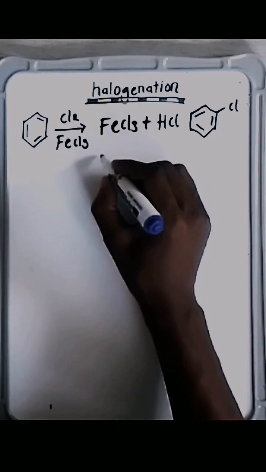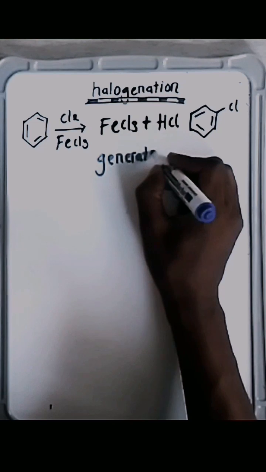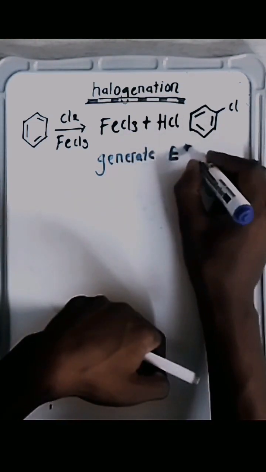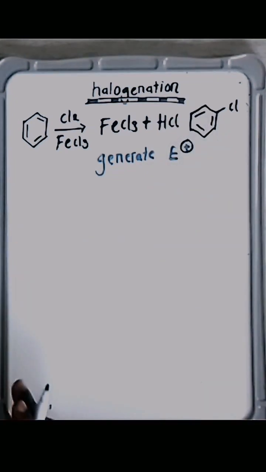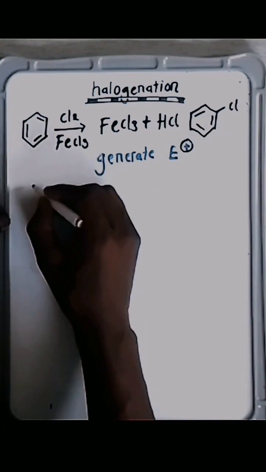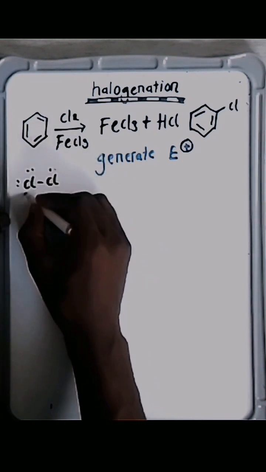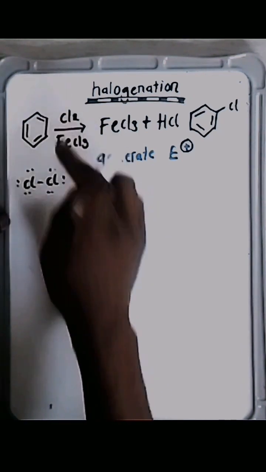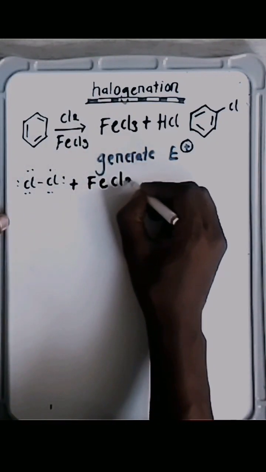In the first step, what do we generate? We generate our electrophile. How do we generate our electrophile? We start with the chlorine. You say chlorine, you write the Lewis form. This is that, right? And then you react this with our Lewis acid catalyst, which is iron trichloride.